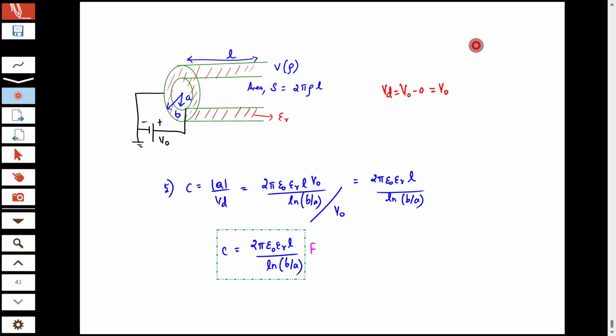I hope you have understood this derivation of finding capacitance of coaxial cylindrical capacitor.